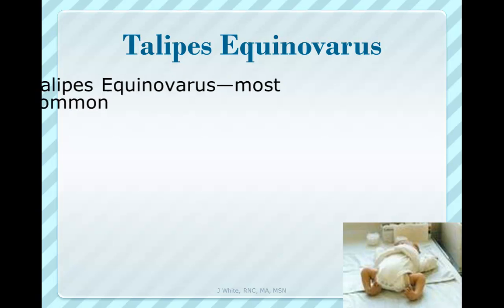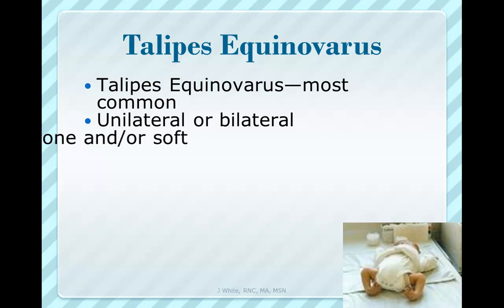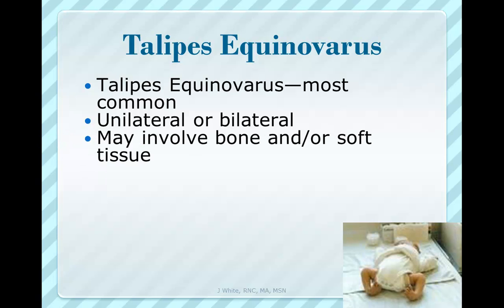The most common variety is the talus equinovarus. That's heel up, toes in. It can be unilateral or bilateral. As I said, it's present at birth, and so it's congenital, and it can involve the bone and soft tissue or just soft tissue.